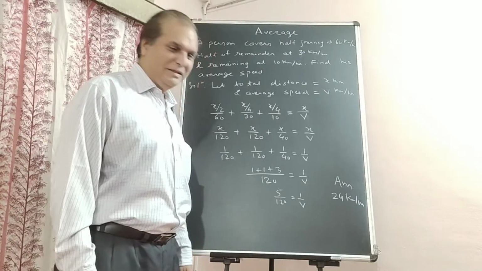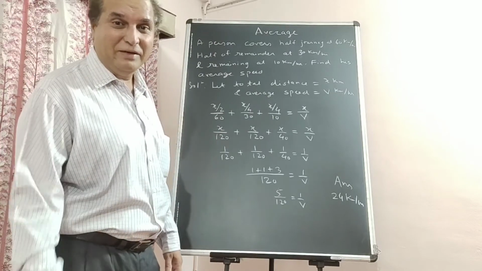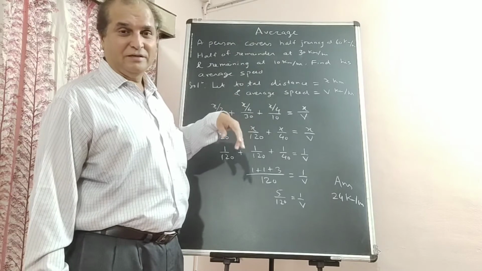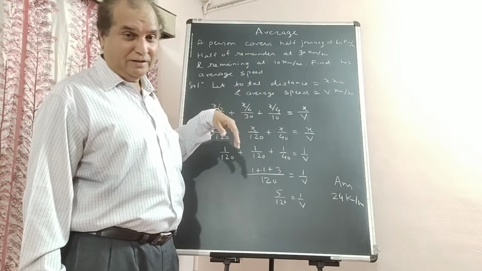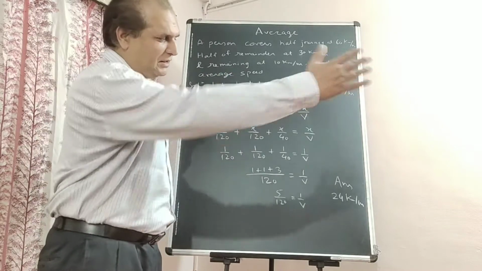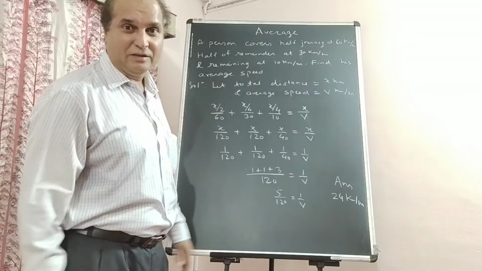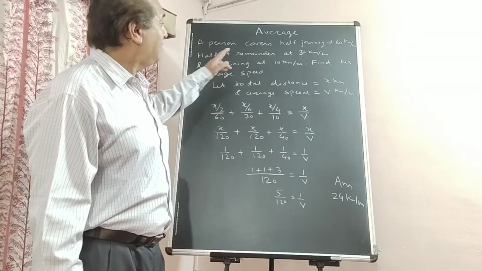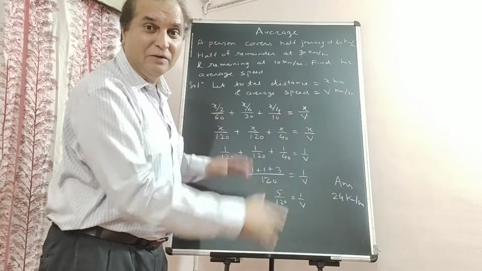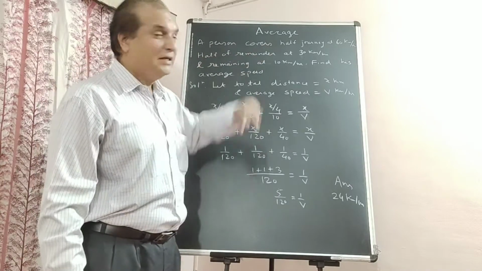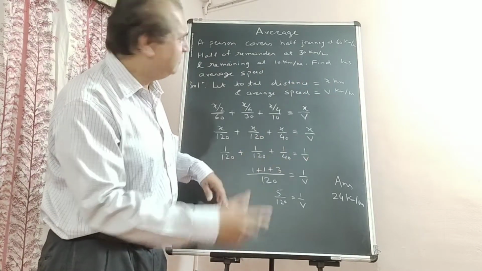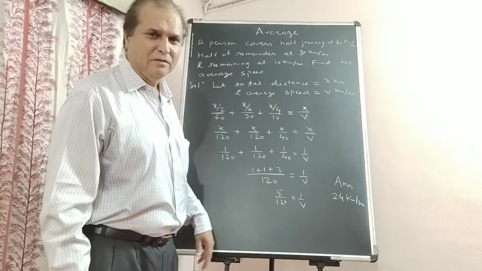Okay? See, first sum I am giving you. A person covers half the journey at 60 km per hour. First speed is given. Total journey, half journey at 60 km per hour. Half of the remainder, that is 1/4 of the journey, at 30 km per hour. And the remaining 1/4 at 10 km per hour.